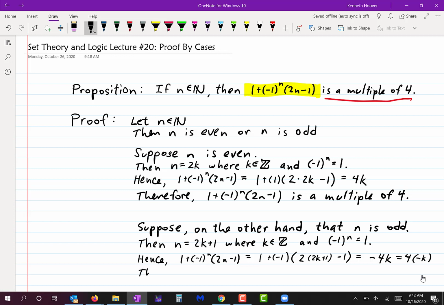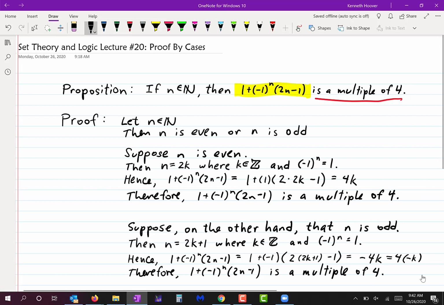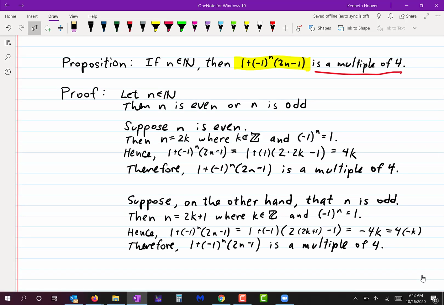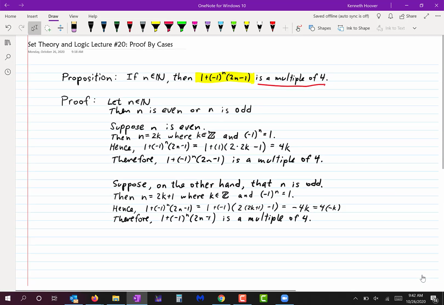Therefore, 1 plus negative 1 to the n times 2n minus 1 is a multiple of 4. Now, I want to say just a couple of last minute things about this. Why is it a multiple of 4? Because here I have that it equals 4 times what kind of number? 4 times an integer.